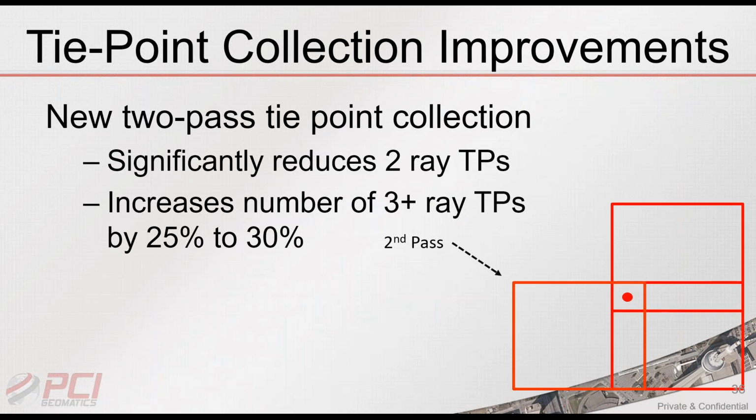And speaking of tie points, I mentioned we have a new tie point collection method. We now have a two-pass tie point collection process, and the main goal here is to reduce the number of weakly connected tie points, those that appear in only a single image pair, and increase the number of multi-connected tie points, those that appear in 3, 4, 5, even 6 overlapping images. Generally, these multi-ray tie points are producing a much tighter fit. They're better correlated across the multiple images, and they introduce less noise into the overall bundle adjustment.